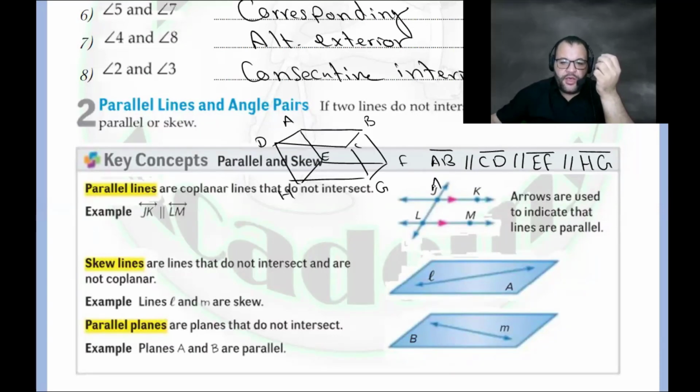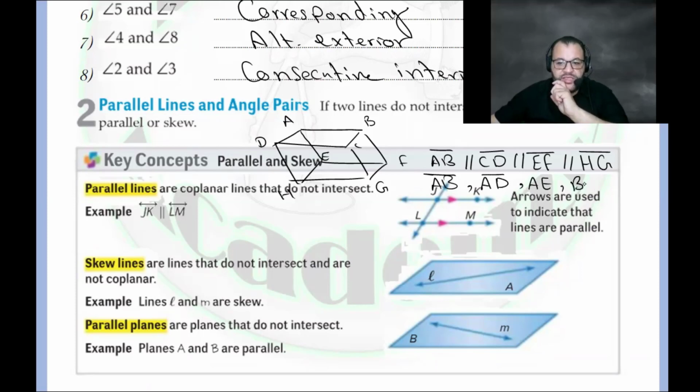If I need AB to intersect with DA, AB intersects at one point. AB also intersects with AE, BC, and BF. AB intersects with all of them. So there are some lines that AB is not intersecting with and not parallel with.